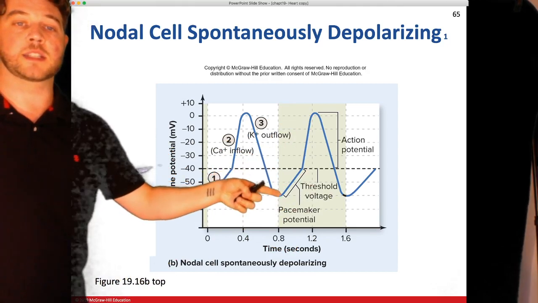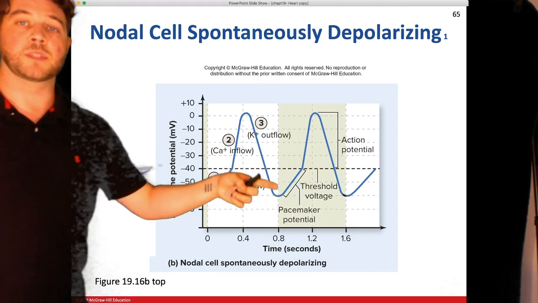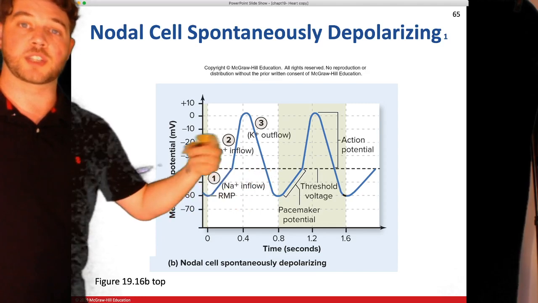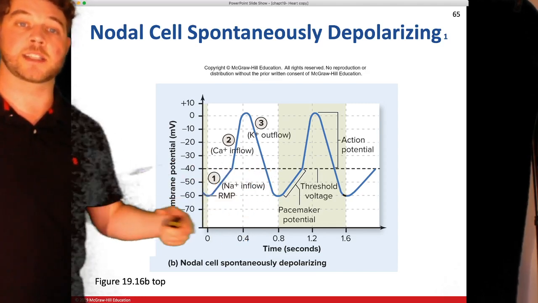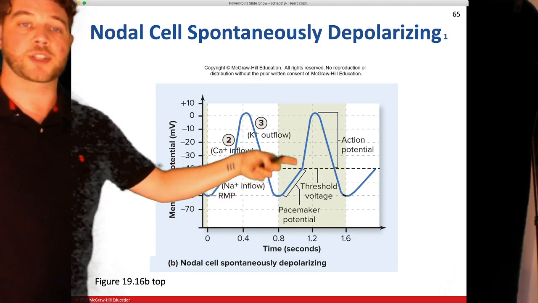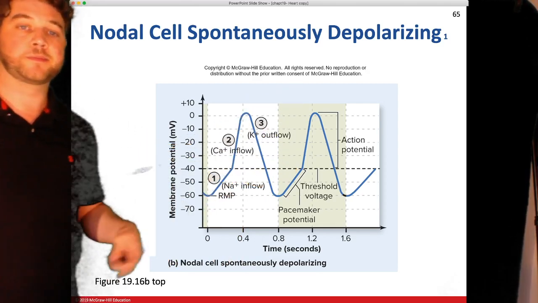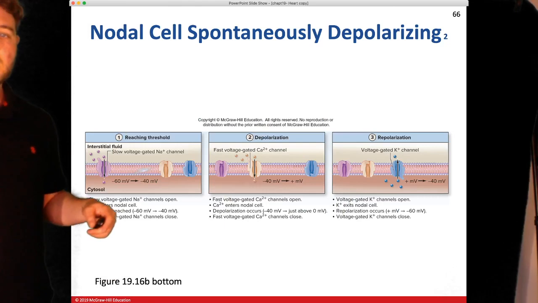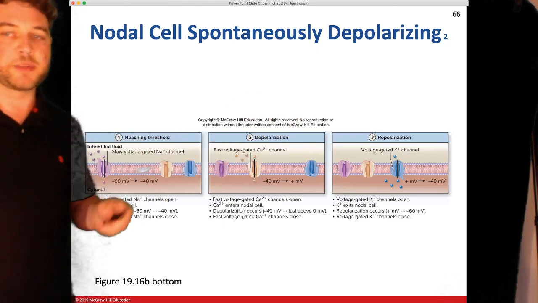So this is the sodium channels, just allowing the cell to spontaneously depolarize. This is that threshold voltage that it has to reach. Once it reaches threshold, it's going to have an action potential. This is just, again, a different depiction of that.